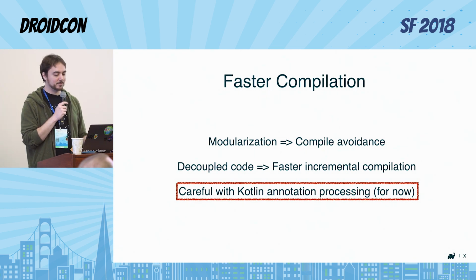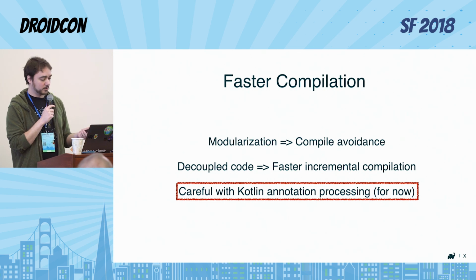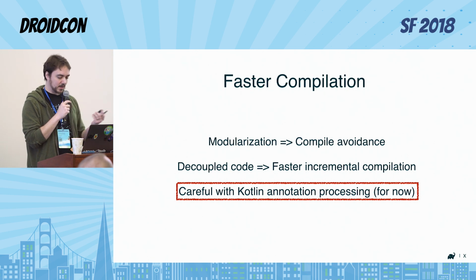There's an important word of caution. At the moment, Kotlin annotation processors are a little slow. So when possible, use Kotlin language features instead. A good example of this is the AutoValue library. I used that myself in a project not too long ago. But when I migrated to Kotlin, I was able to drop it in favor of Kotlin's data classes.